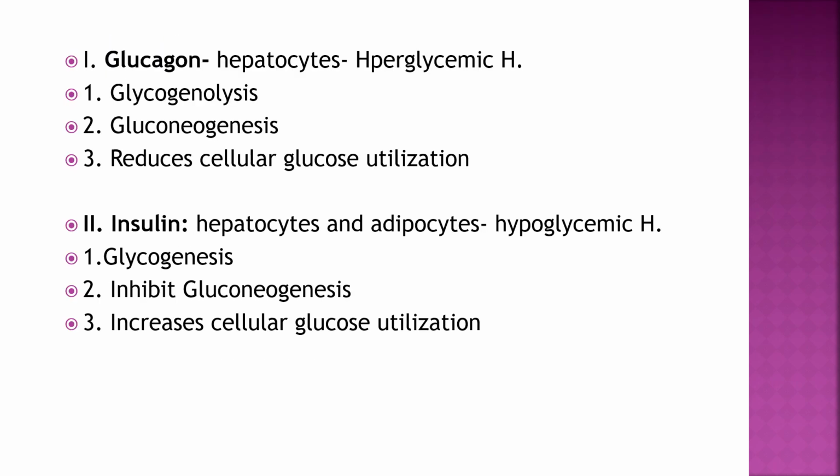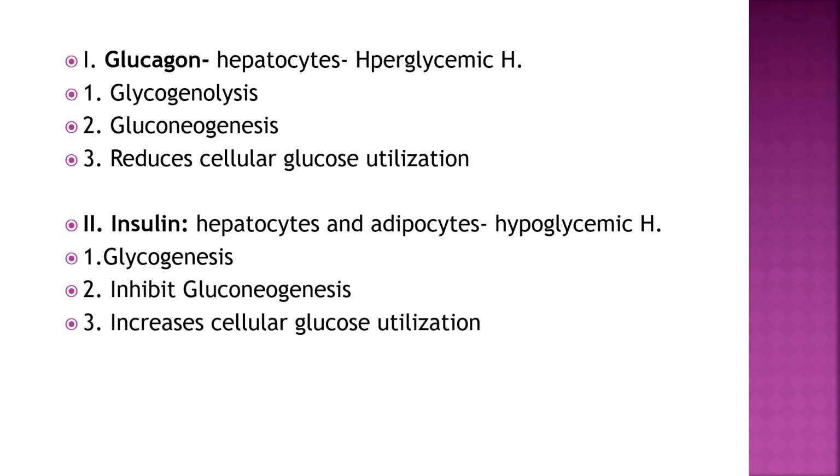The glucagon secreted from the alpha cells acts on the hepatocytes, and it is a hyperglycemic hormone. By the mechanisms of glycogenolysis and gluconeogenesis, and by reducing cellular glucose utilization, it increases the blood sugar. And then insulin secreted from the beta cells of the islets of Langerhans acts on the hepatocytes and adipocytes, that is fat cells, and it is a hypoglycemic hormone. The mechanism is glycogenesis, that is the conversion of glucose into glycogen.